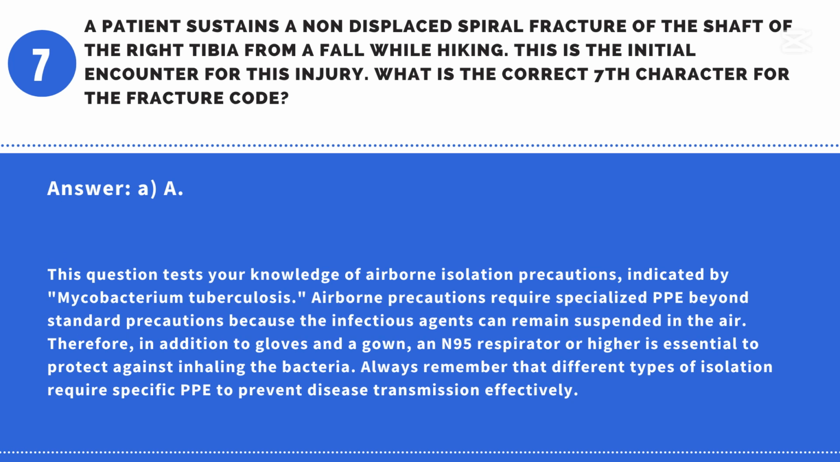Answer: A. This question tests the application of seventh characters for injury coding, specifically fractures. For fracture codes in ICD-10-CM, the seventh character indicates the episode of care. Since this is the initial encounter for the fracture, the correct seventh character is A, which stands for initial encounter for closed fracture. Subsequent encounters or complications would use different seventh characters. Always check the seventh character definitions carefully in the tabular list for injury codes.